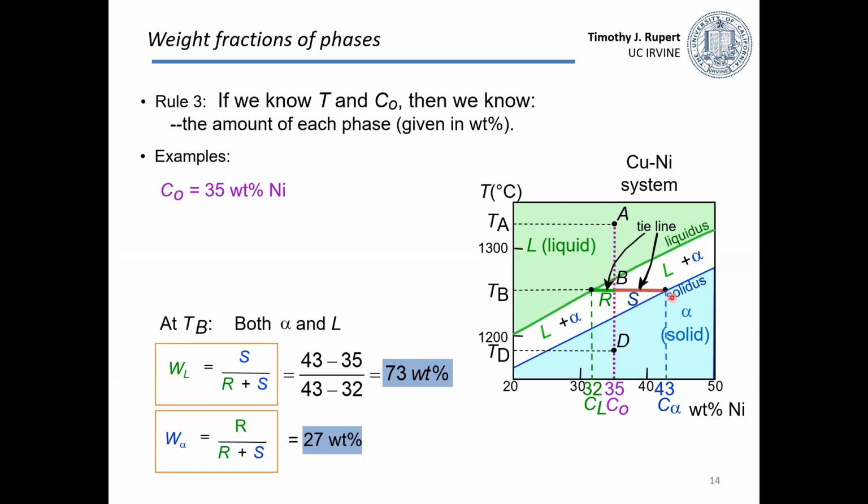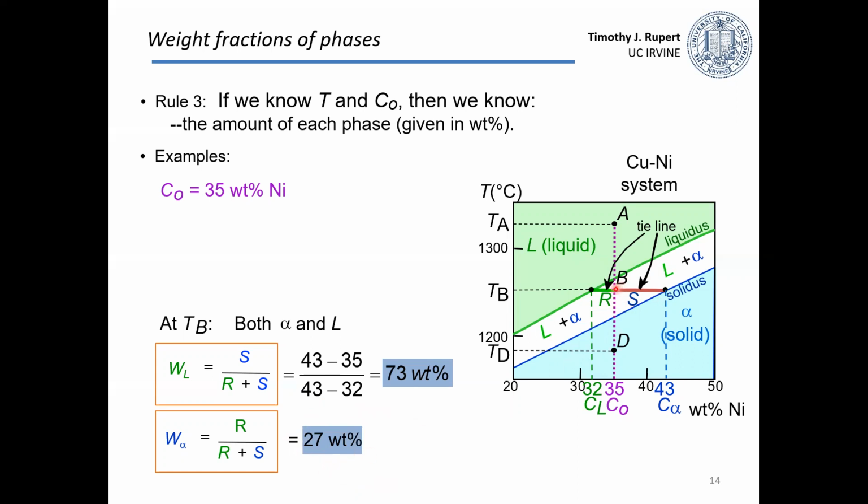If we do that calculation for the solid side, again, we want to know how much solid. So we're going to take the length of the other side of the line, R, 35 minus 32, and divide it by the total length of that line. And we'll get 27 weight percent.